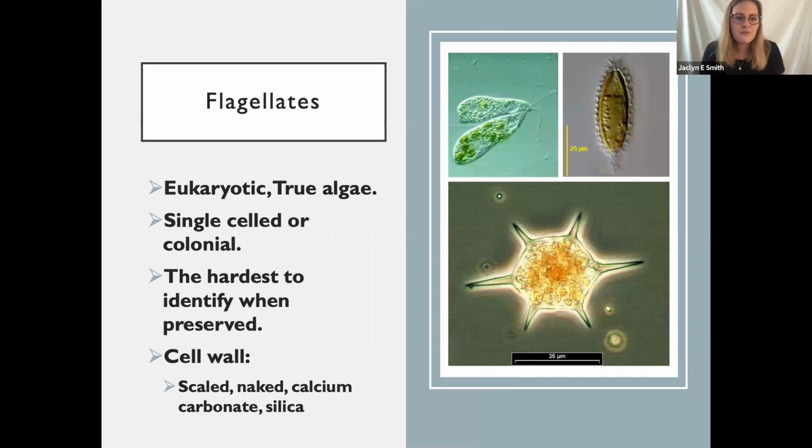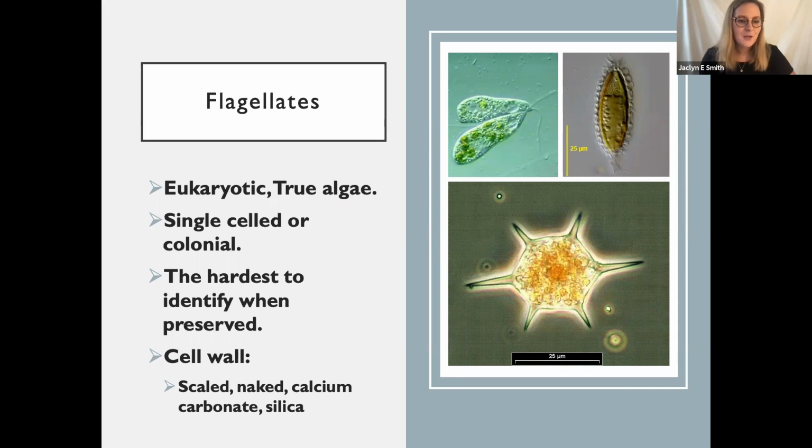So the next group here is your flagellates. These are true algae as well. They are single-celled or colonial. And these guys are the hardest to identify when they're preserved because most of them do not have any type of structured cell wall. The majority of them are what we call a naked cell wall, and they do not preserve well.